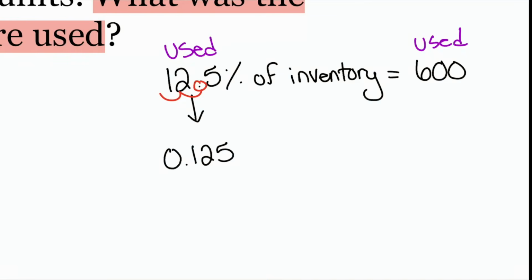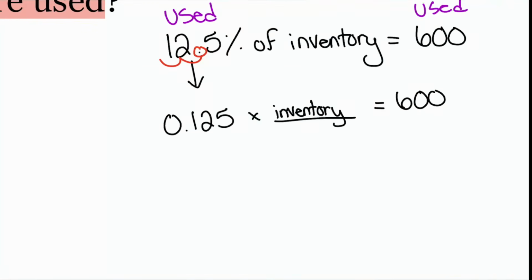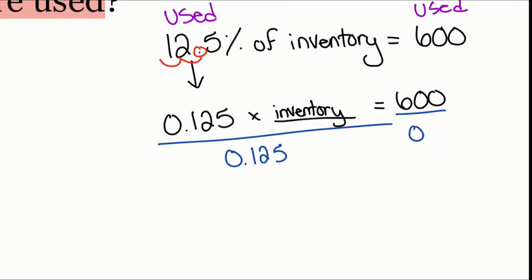From there, we're going to multiply that by the inventory. So I'll just go ahead and repeat inventory. And that's going to be 600 on the right. So to get this problem completed, we just need to get rid of that 0.125. To get rid of it, we're going to divide both sides, as we see over here. Divide both sides by 0.125, right there and there. And once we do it, we cancel on the left, and we'll perform our division.